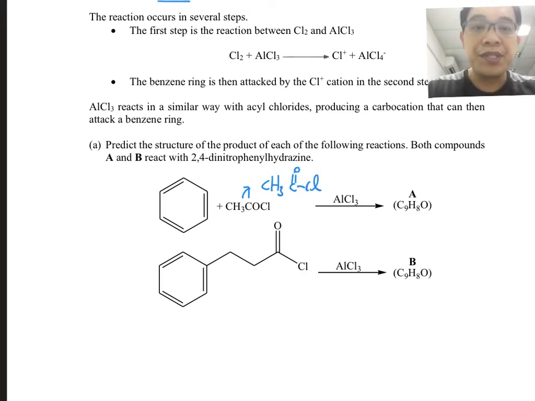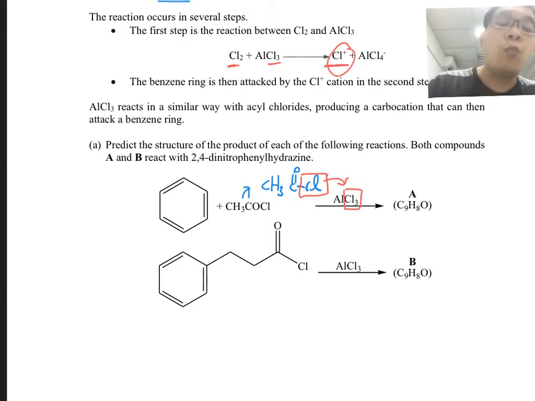Alright, so we go through the same mechanism. You see, this one got a Cl here, this one got a Cl here. So the Cl will be pulled away, just like the step that you see above. AlCl3 pulls away one Cl to form Cl+, so you form one intermediate. The intermediate here will look like this. Let me write down I to represent the intermediate. So you form CH3, C double bond O, and a positive charge.